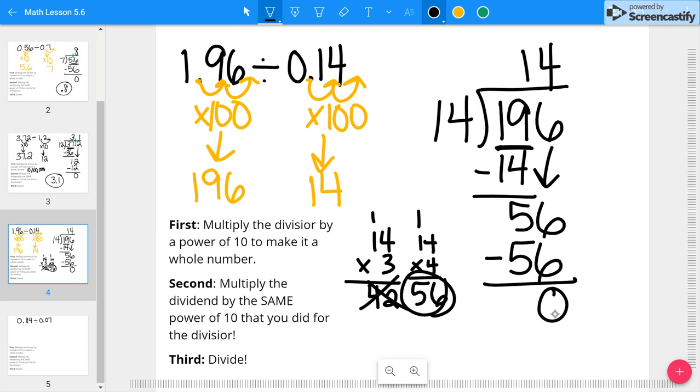So now I can check. Can I do 0 divided by 14? I cannot. Do I have anything to bring down? I do not. So my answer is 14. Let's do one more.